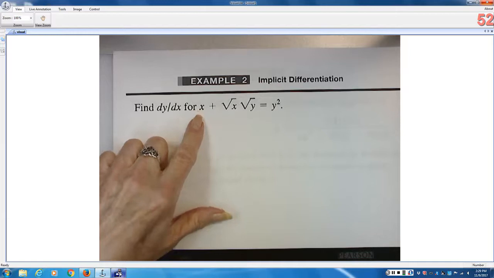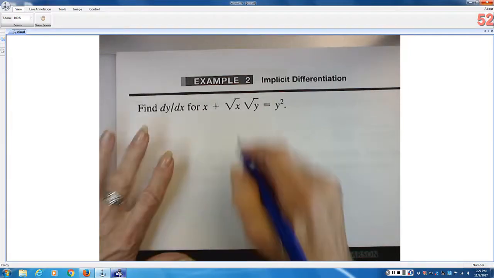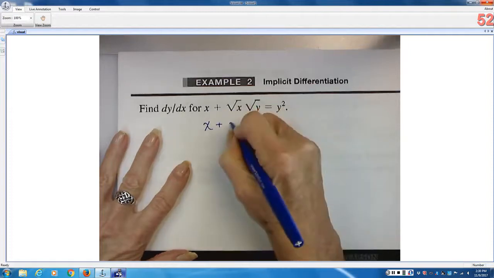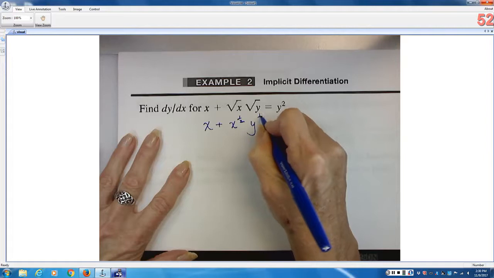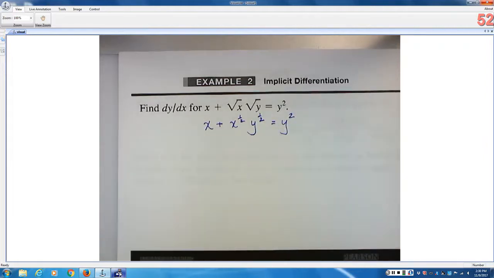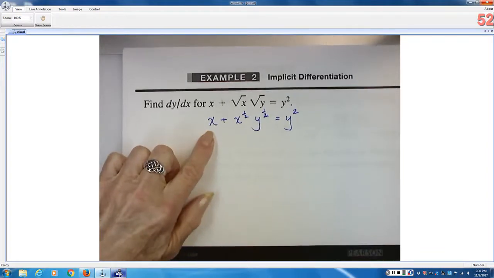Find the derivative of this function. We're going to take the derivative of every single term, but before we take the derivative of every single term, I'm going to change this to x to the 1/2 power. And I'm going to change this to y to the 1/2 power. Okay? Because we don't have a rule to deal with roots. What's the derivative of x? 1.